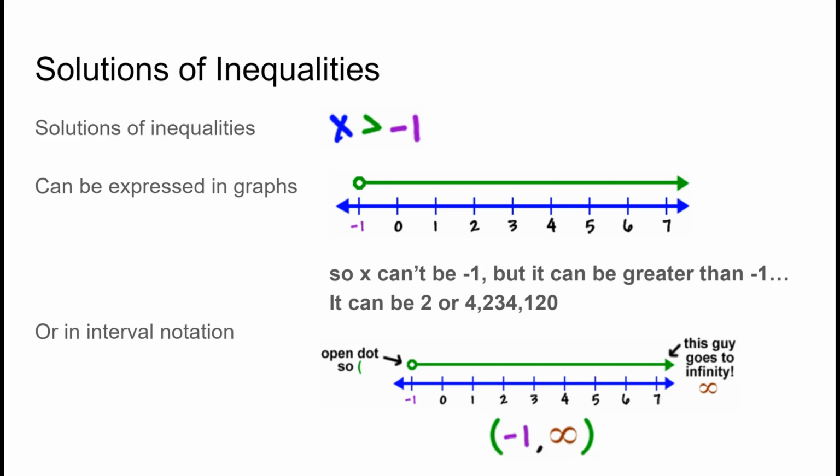We can also express the solution in interval notation. When we look at interval notation, we're going to use an open dot as a parenthesis representing not including. And because this guy is going all the way to infinity, we're going to write infinity. And that is interval notation. We'll do 2 more completed examples, and then we'll go through the rules.